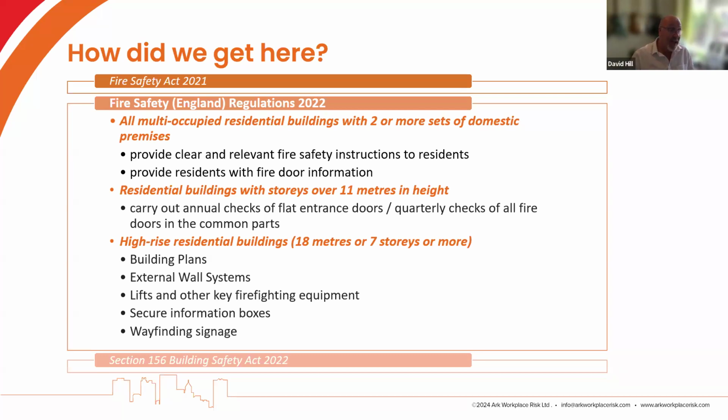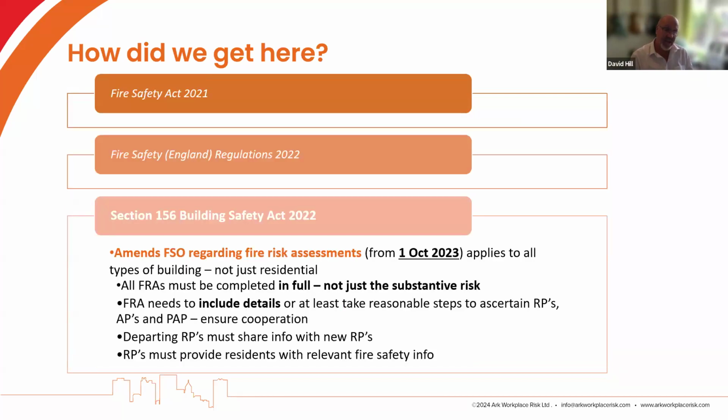And then we had the actual Act itself. So we then have Section 156 of the Building Safety Act, which came into force, as I said, on the 1st of October, and it applies to all types of buildings. It basically suggested that fire risk assessments needed to be completed in full. Previously, the fire safety order used to talk about the fact that you only had to record substantive risks. Well, that is now gone.